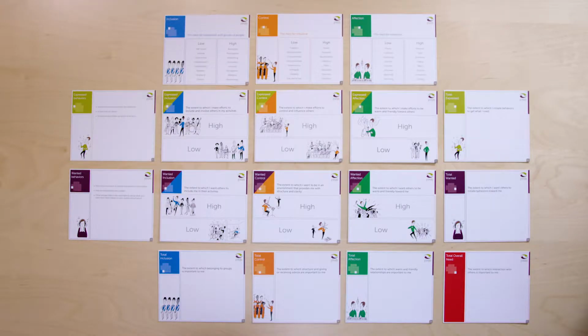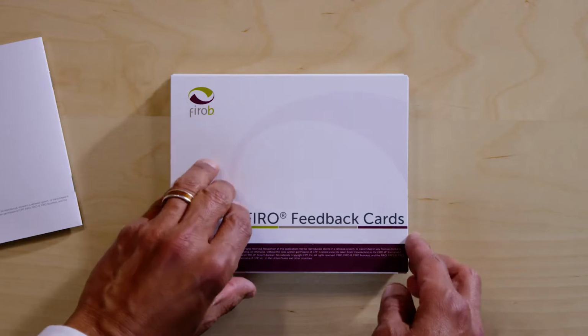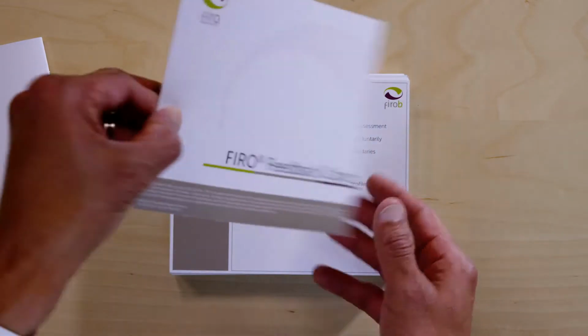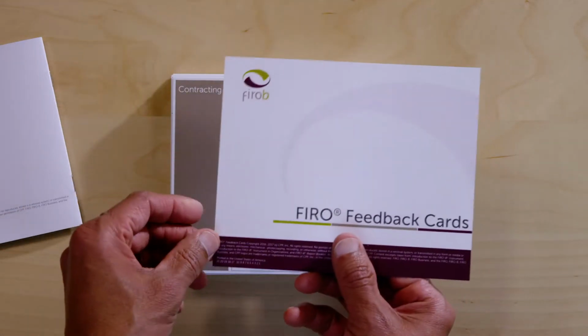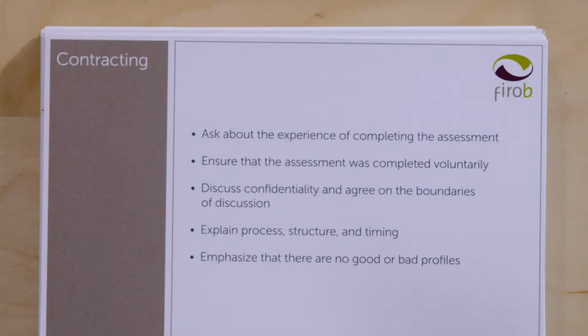Let's take a quick look at this set of 53 cards and how they work. Here's the instruction booklet for using the cards, followed by the title card for either the FIRO-B or the FIRO business version, depending on which assessment you are using.